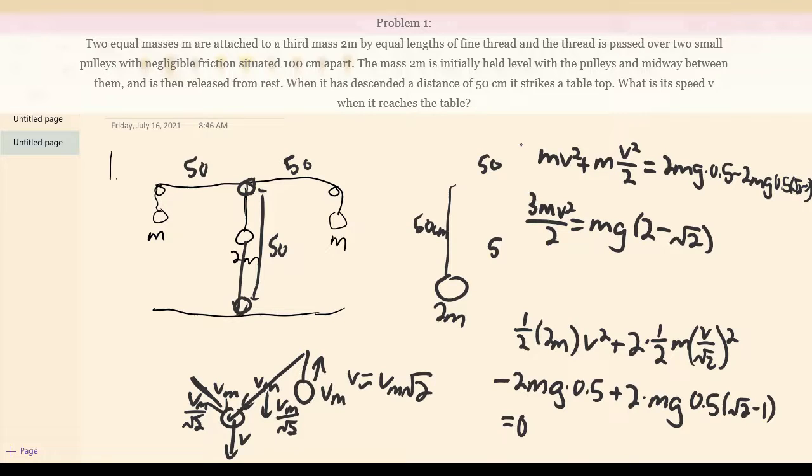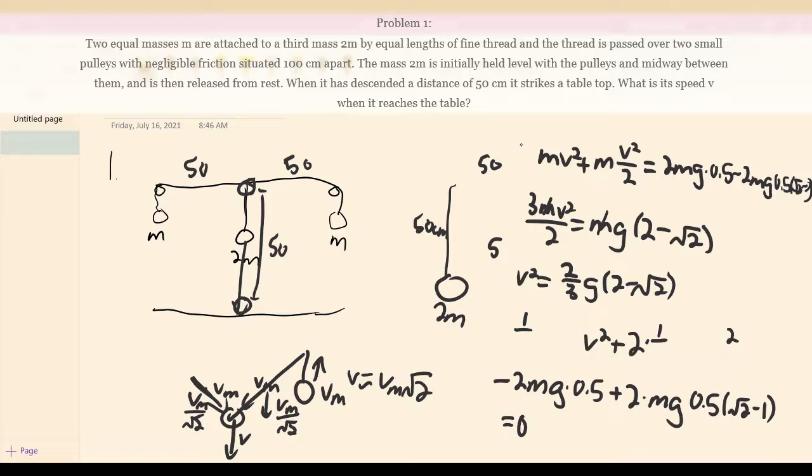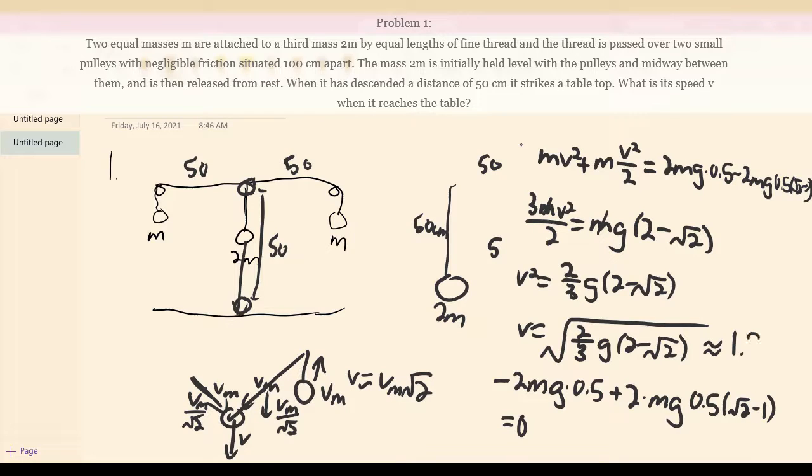Now we can just solve for V. Cancel m out, and we have V squared equal to 2 over 3 times g times (2 minus square root 2), which gives us that V is the square root of 2 over 3 g times (2 minus square root 2), and this is about equal to 1.96 meters per second. So that's the answer for V.